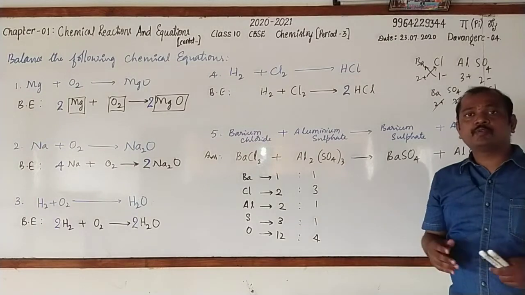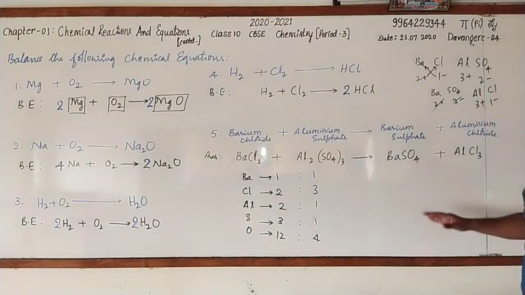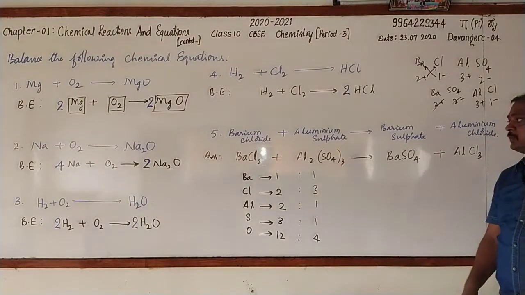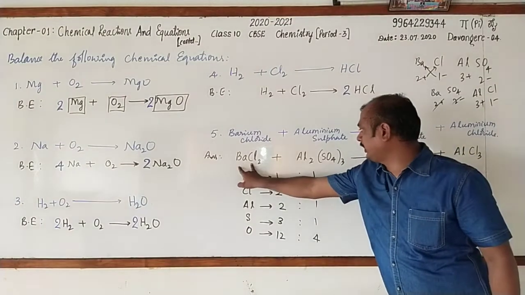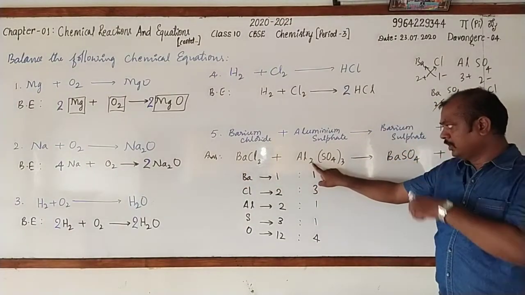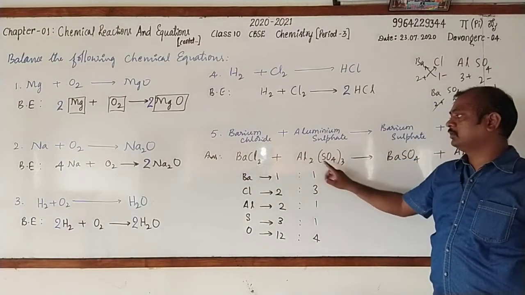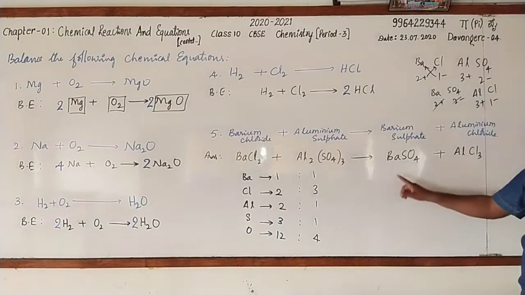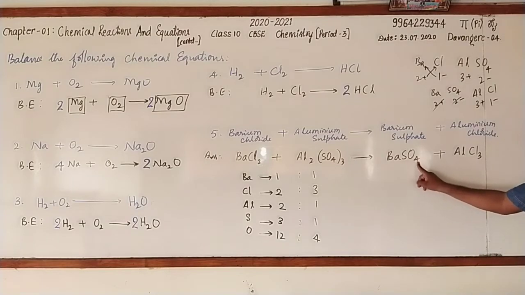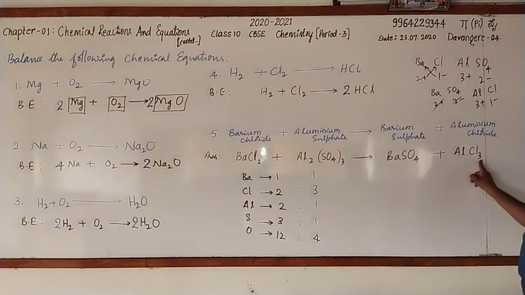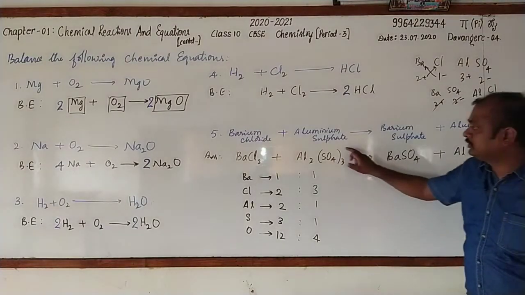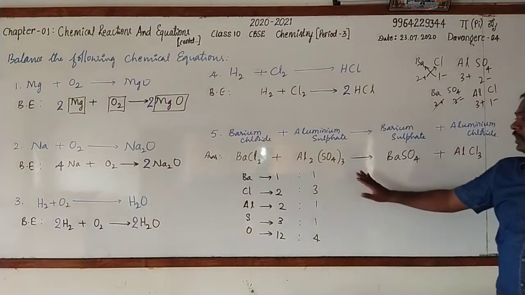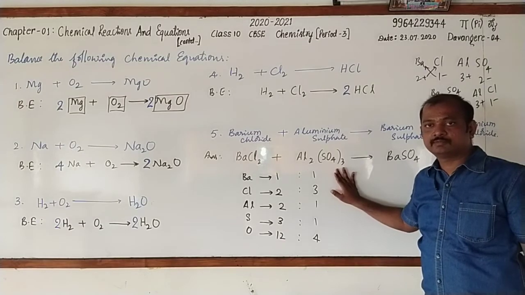Then how do you go for it? What step you will follow? Take the compound having maximum number of atoms. Which one? Here 3, here 2, 3 and 12. 12 plus 3, 15, 15 plus 2, 17. Here 1, 2, 4, 6. Here 1 plus 3, 4. So this one, aluminium sulfate, has maximum number of atoms. I am going to select it.